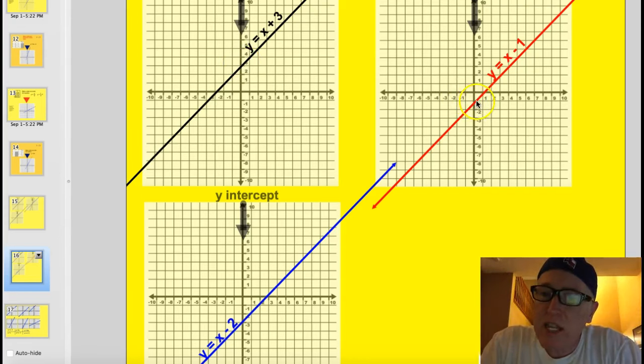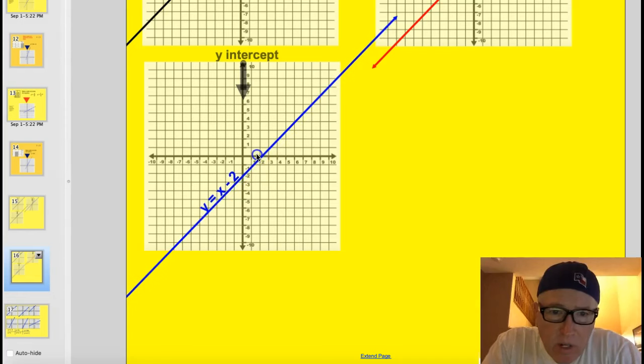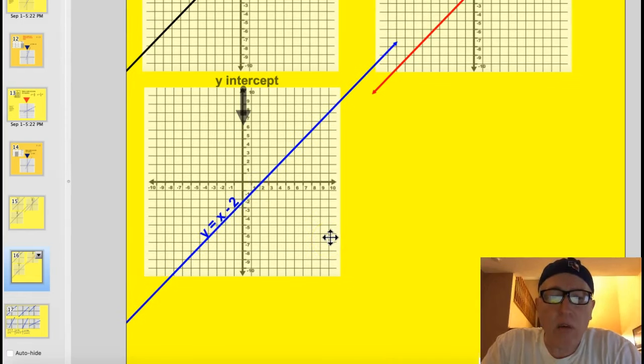Look at this guy's negative 1. And here's the negative 1. So you start looking at these equations, y equals x minus 1, you go, hey, it's going to go through down here, negative 1. You already know one point. Look at this one. Here's negative 2. y equals x minus 2. So this one we knew had to go through down here at negative 2. I think I got that right there. It's just a little low.